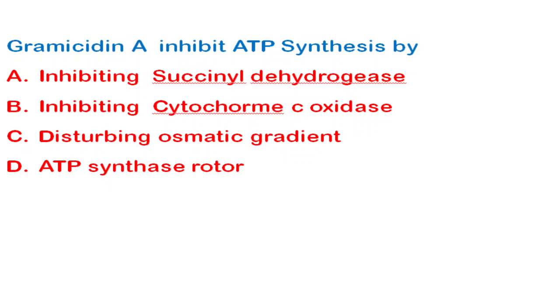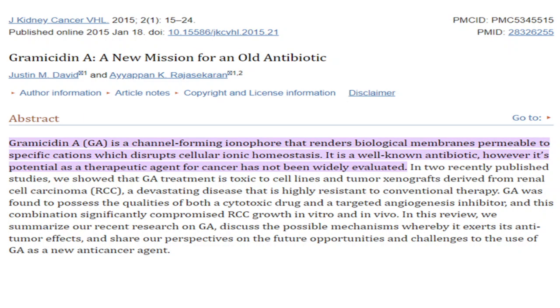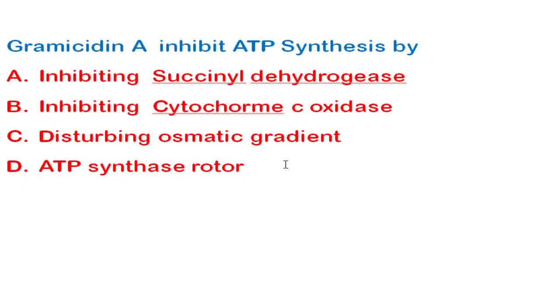So this we had revised, lots of ETC inhibitors. At the same time, you should also know about the uncouplers of oxidative phosphorylation and ETC. Here, if you check the mechanism of gramicidin A, it comes under another category called channel forming ionophore. It will make the biological membrane more permeable to specific cations. This mechanism will disrupt the cellular ionic homeostasis, so ultimately the osmotic gradient will be disturbed.